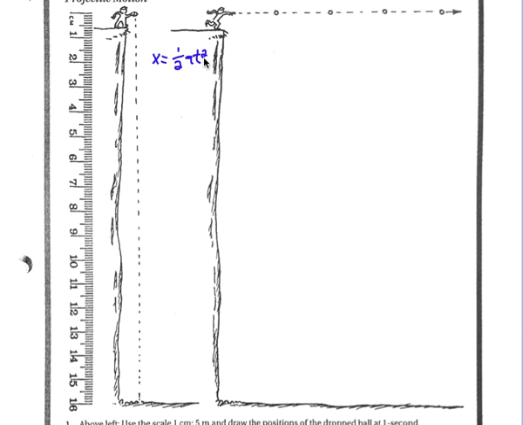So after 1 second, we have 1 squared times a, which we're using 10, divided by 2 is 5 meters. So that's right here. We're using our scale at 1 centimeter. 2 seconds, 2 squared times 10 divided by 2 is 20. So we have a ball at 40 or 4 centimeters.